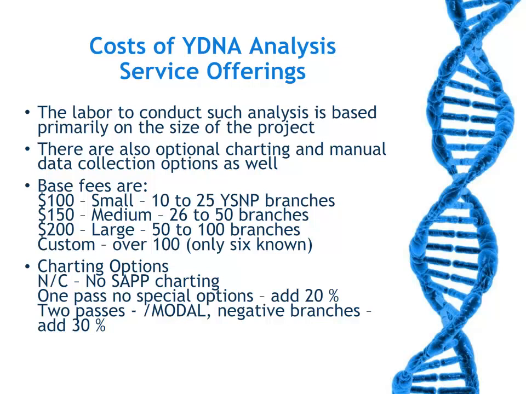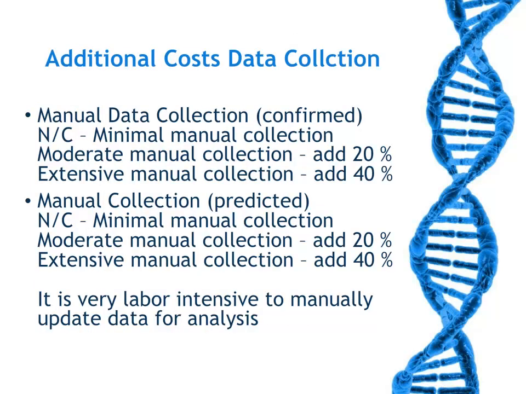Charting is an option. You don't have to do charting. If you don't do charting, then it's not going to cost any more. If you want one pass, no special options, you add 20% to the base fees. If you do 2 passes to look for negative branches and modal value, you need to add 30%. Data collection is by far the most time-consuming component of this. So if there's minimal data collection, then there's no charge.